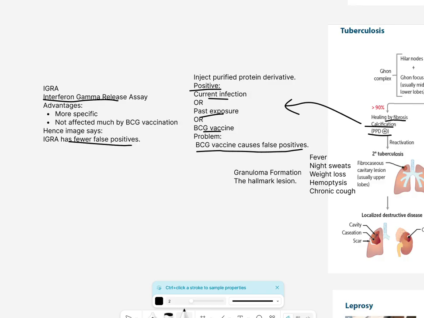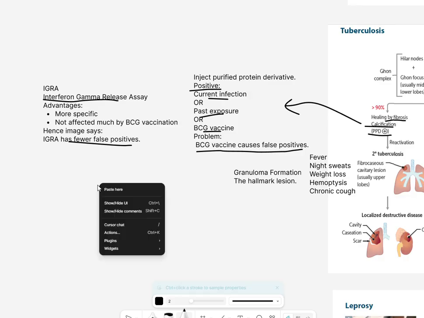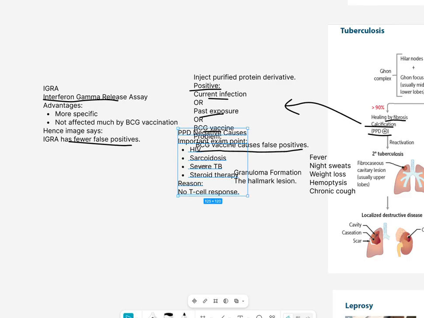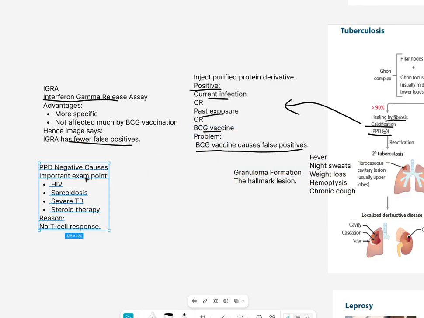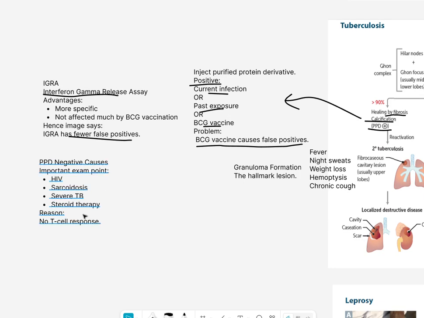An important exam point is why you would get a PPD negative. In HIV, sarcoidosis, severe TB, or steroid therapy, even though the patient may have TB, you still get a false negative because there's no T cell response. Since there's no T cell response, the test would be negative, right? This is an important exam point.